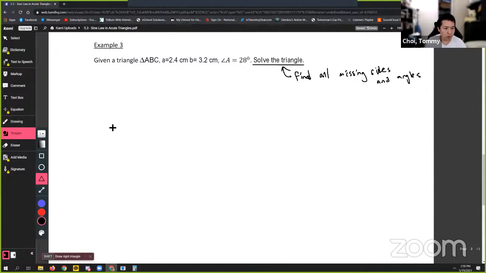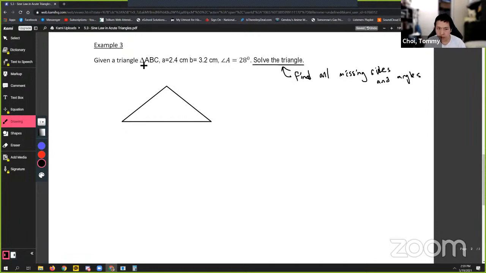So if we're working with the triangle here. So let's say we have a triangle like this. You're given, it says it's ABC. Label it however you want. Doesn't matter how you label it. So let's say I do A, B, C like this, right? 28 degrees here. So that means this is 2.4. If I wrote B is here, this is 3.2 here. There's your triangle, right?